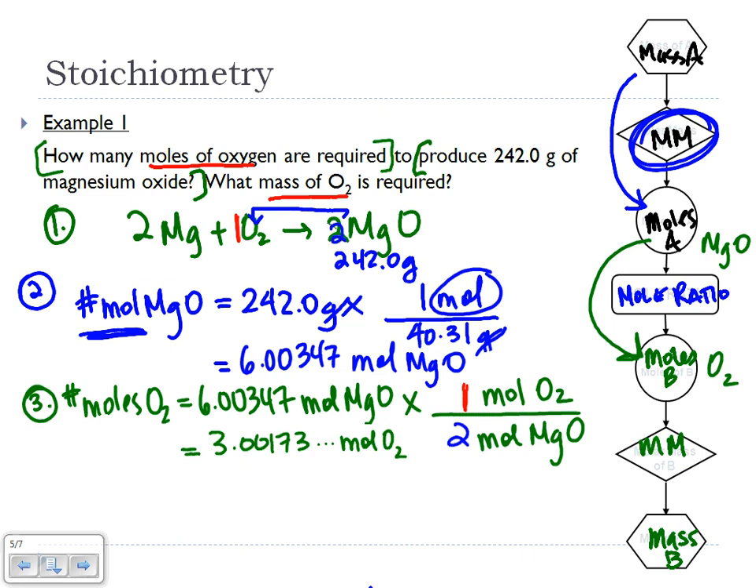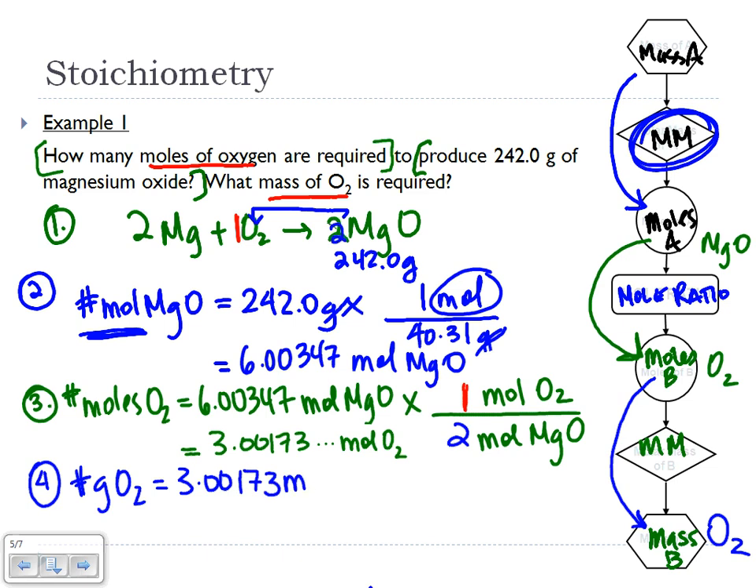Second part of the question is what mass of O2 is required? So that's step 4. If I'm finding mass, I've got moles of O2, I'm going to go back and convert that to mass of O2. I'm going from moles to mass. So the number of grams of O2 equals my moles from the previous calculation times, in this case, a conversion factor that's using the molar mass. Again, I want to put moles on the bottom to cancel out and grams on top.